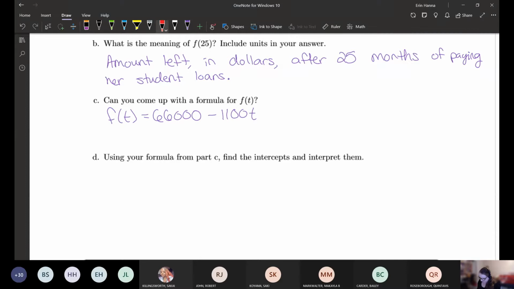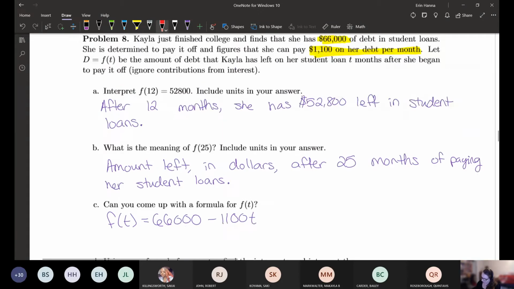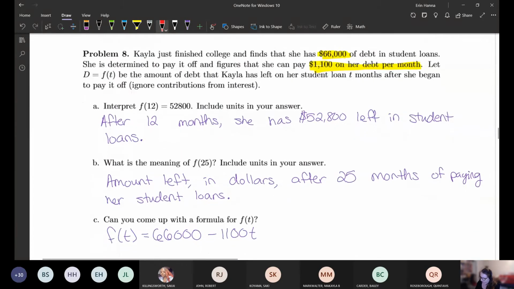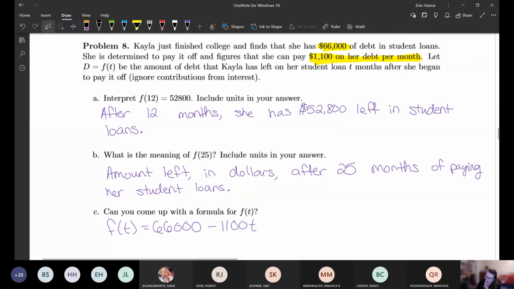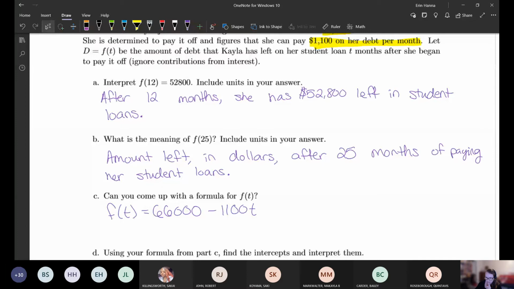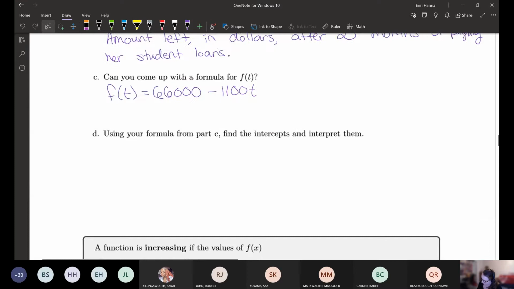All right, so let's just start going over this now. Again, reminder, she starts with $66,000 in student loans and she's paying them off every month. $1,100 goes towards it every month. We want to take this equation that we found last time and find and interpret both of the intercepts. So we've got two of them.